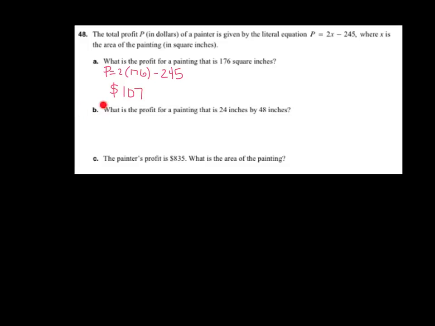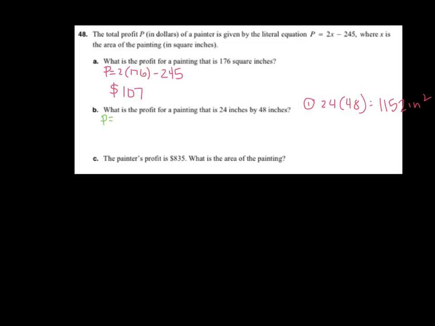All right, now look at B. So how is B different than A? Well, for B, they're asking me for the profit of a painting that's 24 inches by 48 inches. So they haven't given me the area of the painting. However, you should be able to calculate that by multiplying 24 by 48. So that's step 1. The first thing I'm doing is calculating the area by doing 24 times 48, because that would give me the area in square inches. So when I do that, I find out that that is 1,152 square inches.